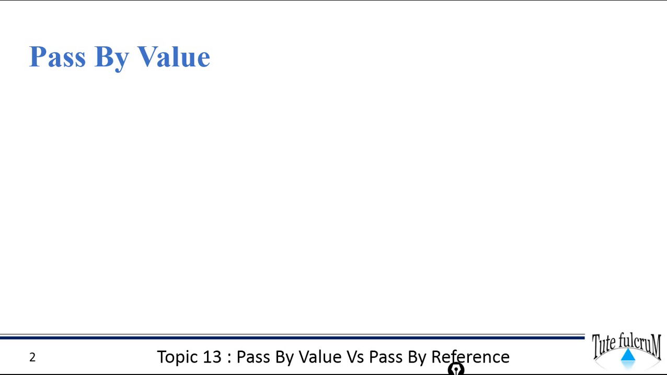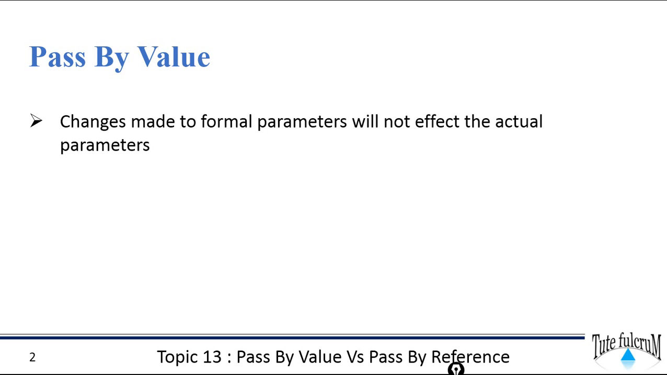In this approach, we pass a copy of actual variables in the function as a parameter. Hence, any modification on parameters inside the function will not reflect on the actual variable. Or you could say the changes made to the formal parameters will not affect the actual parameters. Let's take an example and understand this.